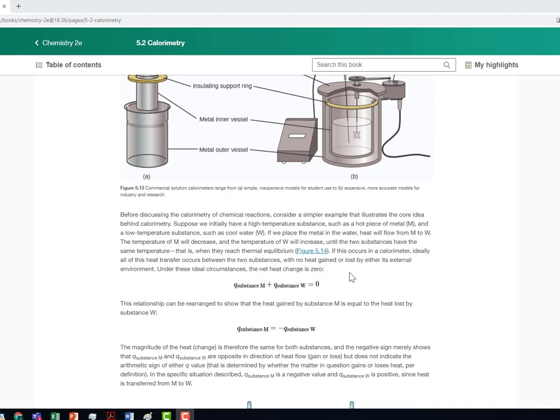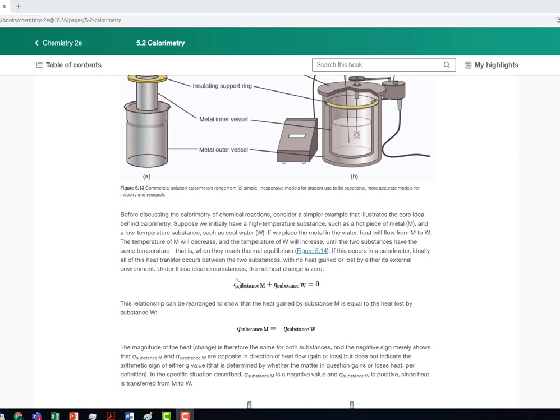Any change in energy adds up to zero. And by any change in energy, what I mean is the heat transfer to or from one substance and the heat transfer to or from another substance. For this example, it looks like we are defining M as a hot piece of metal, and W as cool water. One of the things you'll see as we start doing calorimetry is you will always have two or more things because heat is being transferred, and you want to have a clear label of which is which. So in this case, we have M and W, so metal and water.